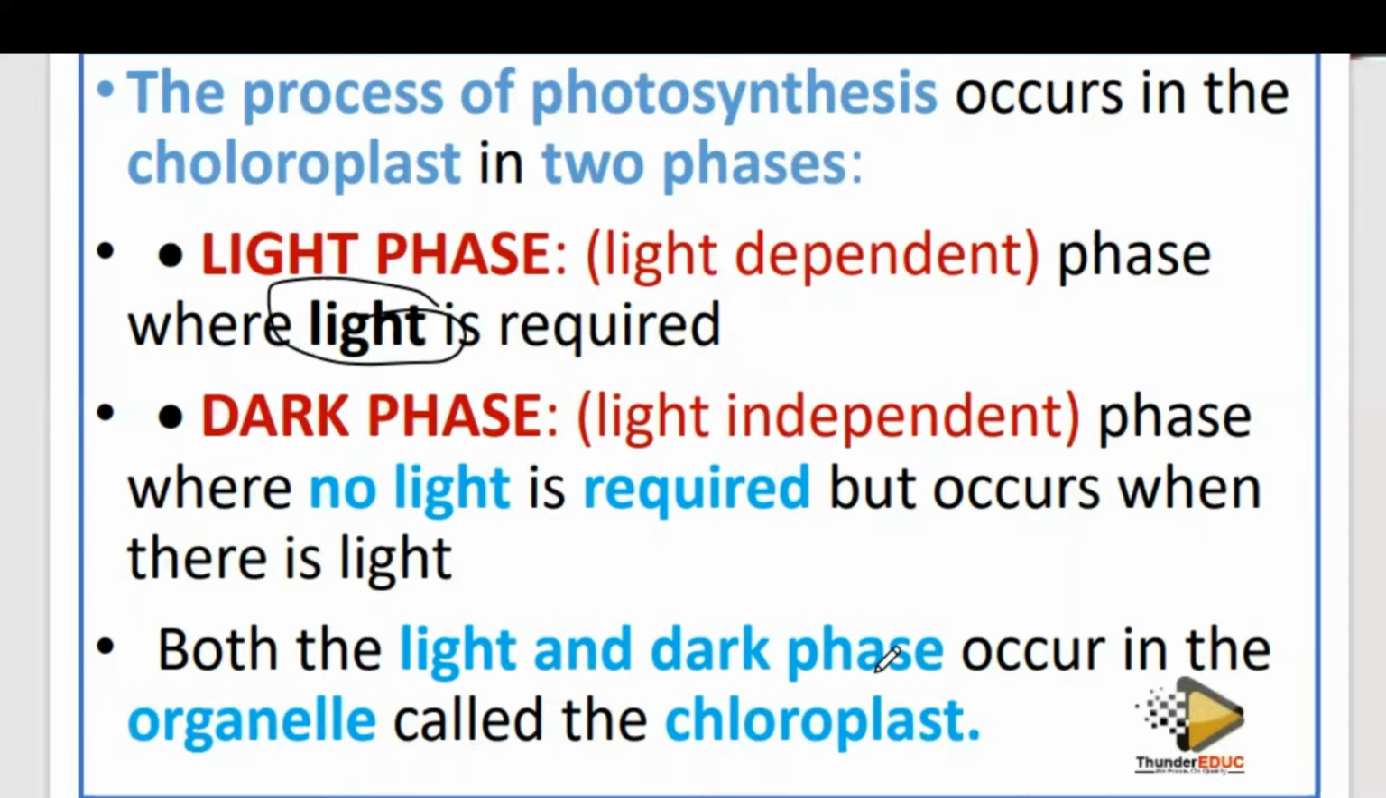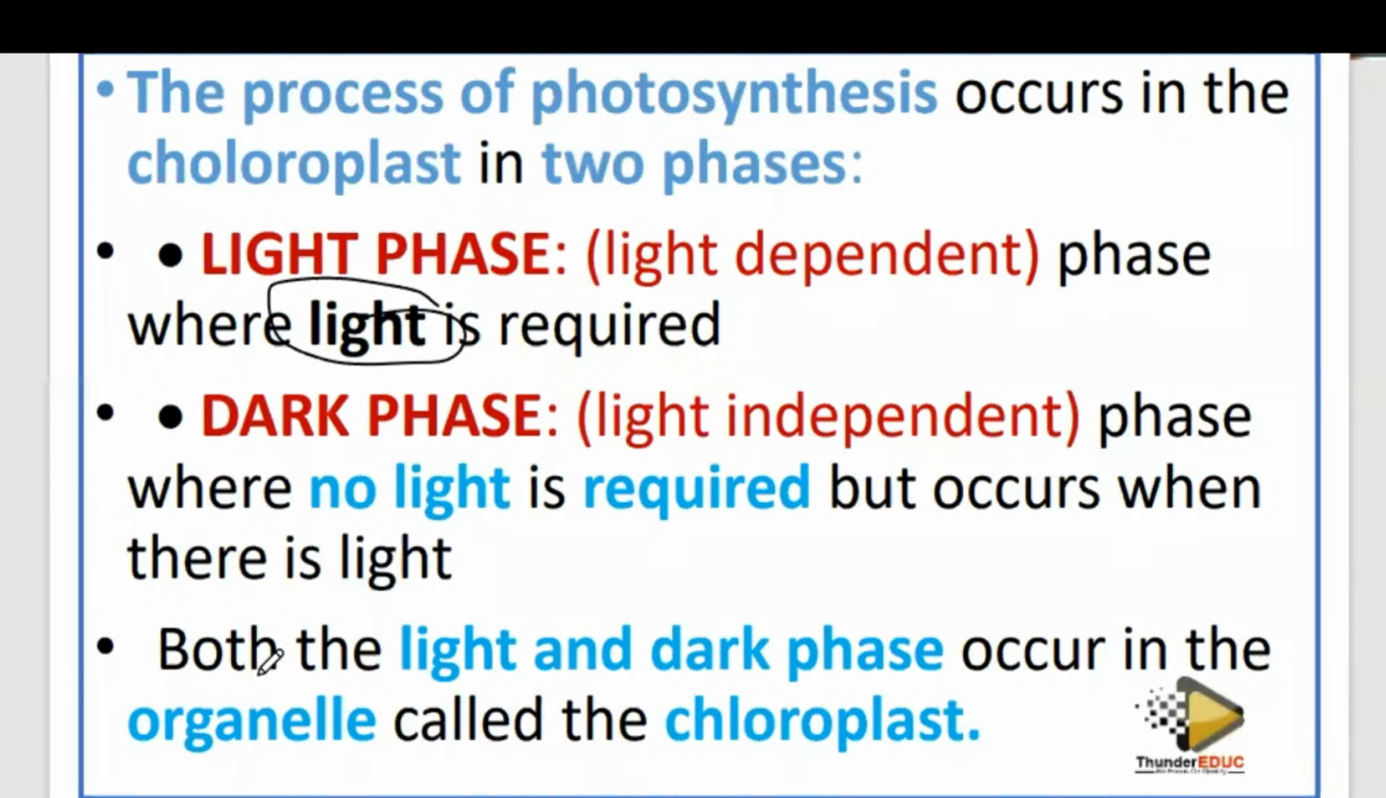These two occur concurrently, meaning this one is occurring and the other one is also occurring. But if light goes and the dark phase hasn't finished, it continues until it finishes. However much light is there, it is not needed in the dark phase. It's not a must that the dark phase occurs at night only. It occurs when the light is there, but that light is not needed.